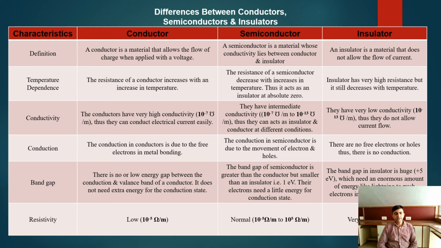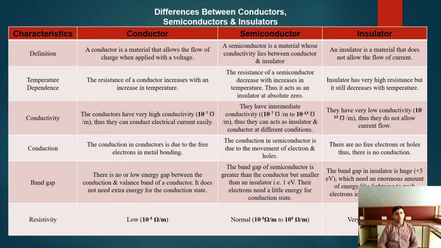First we understand the various characteristics of these materials and how conductors, semiconductors, and insulators behave. Okay, and what are the definitions? Definition: a conductor is a material that allows the flow of charge when a voltage is applied. A semiconductor is a material whose conductivity lies between conductors and insulators. An insulator is a material that does not allow the flow of current.